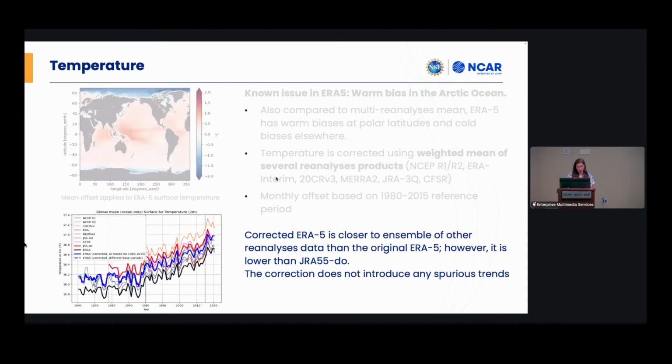And here I will just show the time series for the temperature. Basically, the corrected ERA5, shown here in the thick blue line, is closer to the ensemble of all other reanalysis data than the original ERA5, shown in black here. This correction doesn't seem to introduce any spurious trends, which is good.